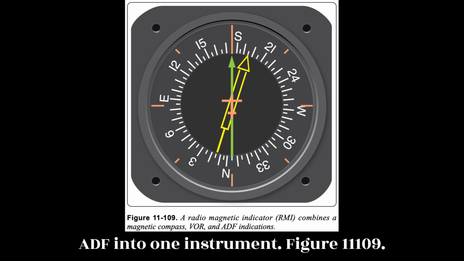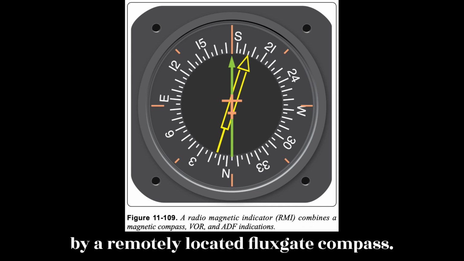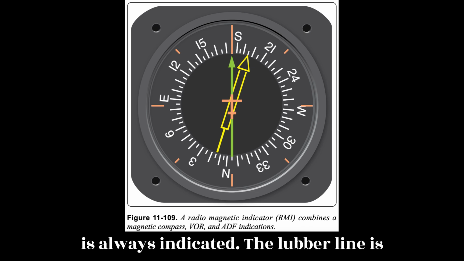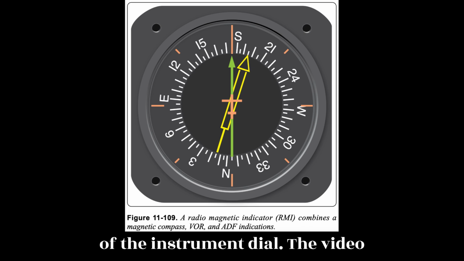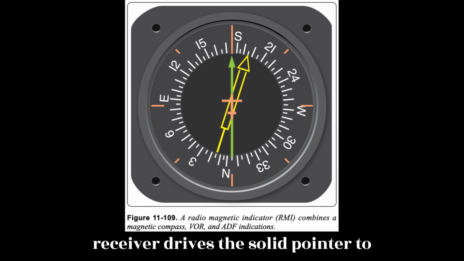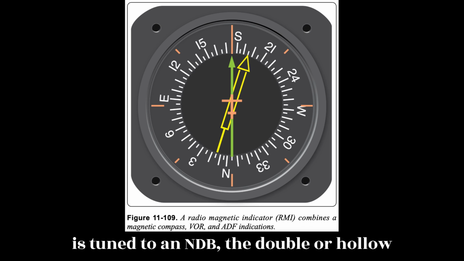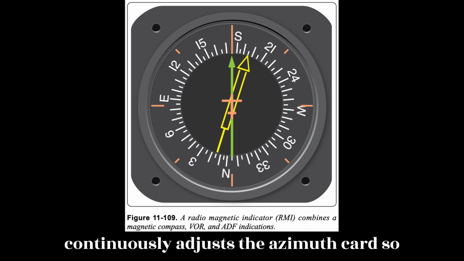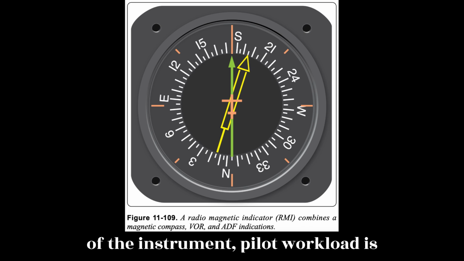Figure 11-109. The azimuth card of the RMI is rotated by a remotely located flux gate compass. Thus, the magnetic heading of the aircraft is always indicated. The lubber line is usually a marker or triangle at the top of the instrument dial. The VOR receiver drives the solid pointer to indicate the magnetic direction to a tuned VOR station. When the ADF is tuned to an NDB, the double, or hollow pointer, indicates the magnetic bearing to the NDB. Since the flux gate compass continuously adjusts the azimuth card so that the aircraft heading is at the top of the instrument, pilot workload is reduced.